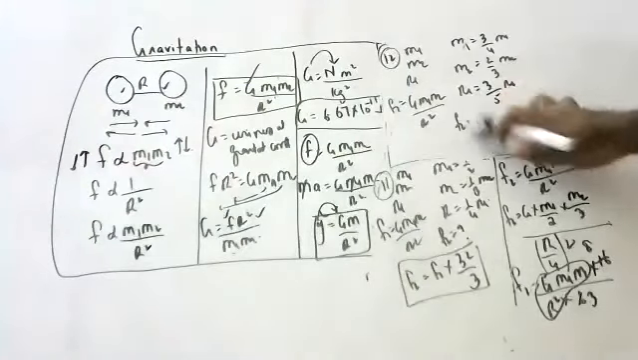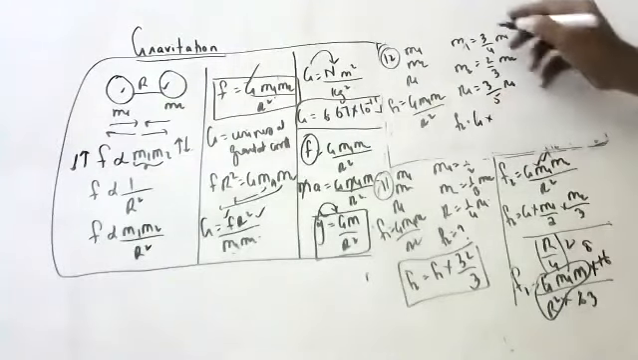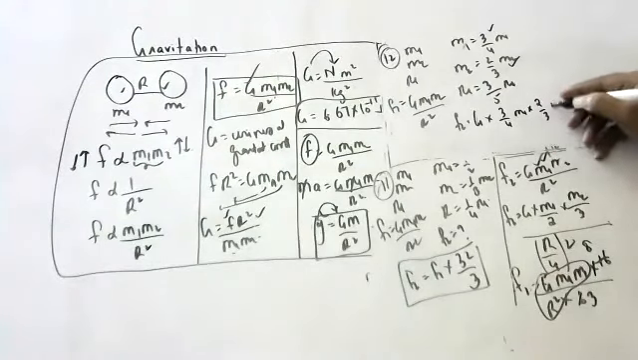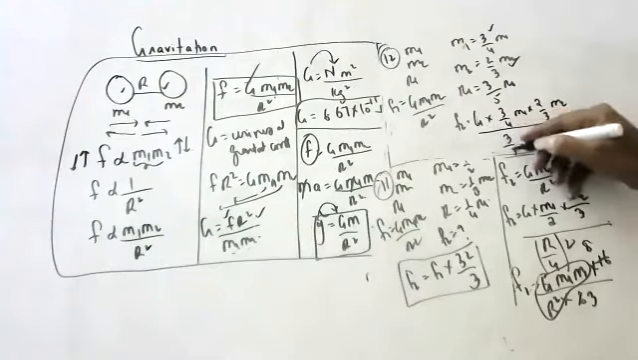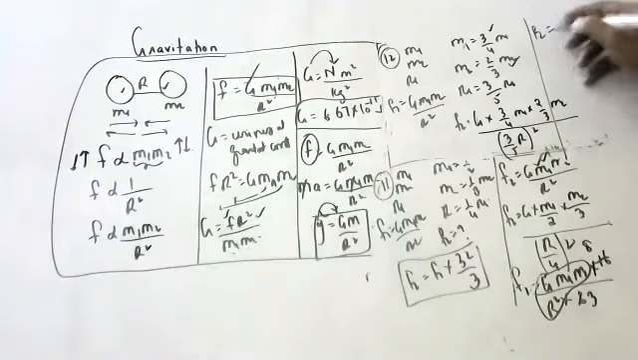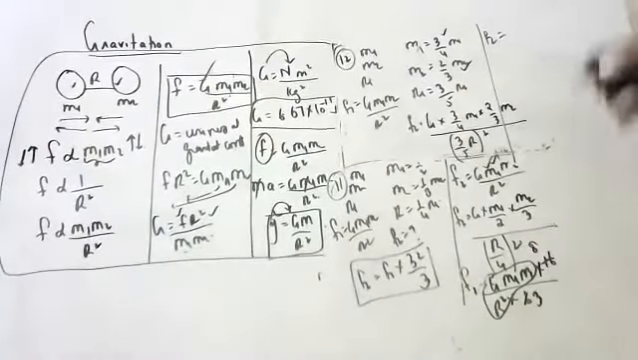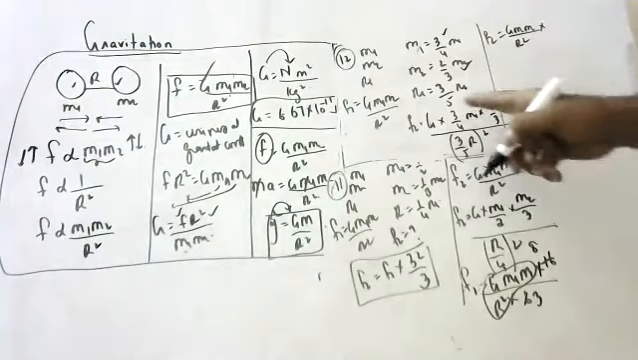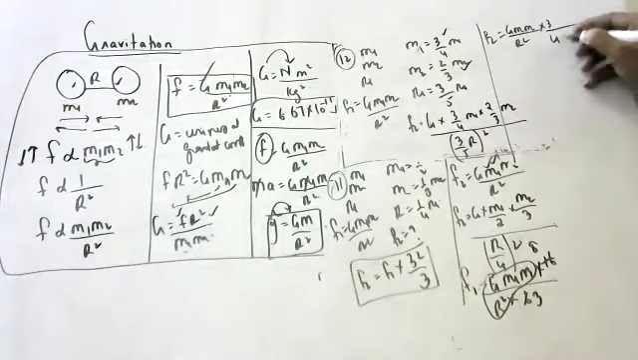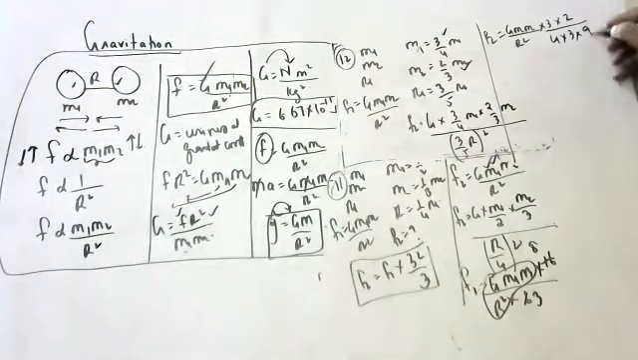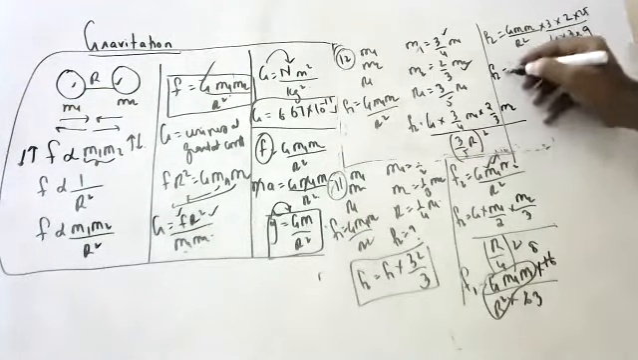Sir, F2 is equal to G M1 is 3 by 4 M1, M2 into 2 by 3 M2, by 3 by 5 R whole square. So F2 is equal to G M1 M2 by R square. This is 3 by 4 into 2 by 3, into 5 by 3 whole square, 25 by 9. The 9 will come here, 25 will go up. So this is F1.